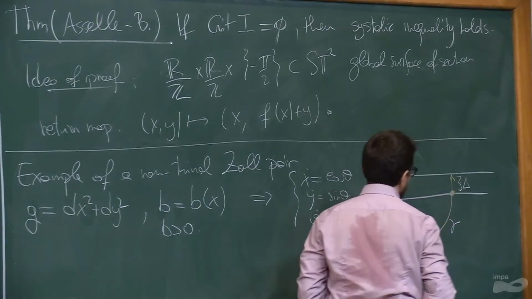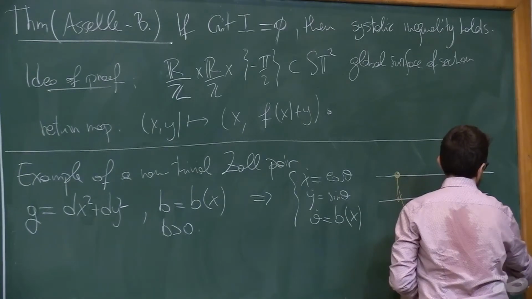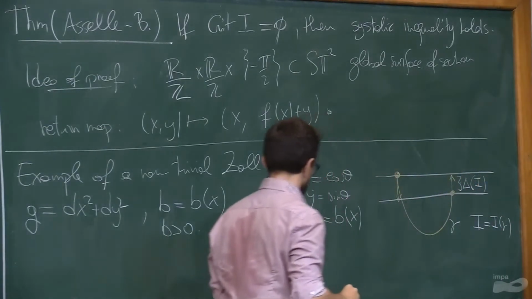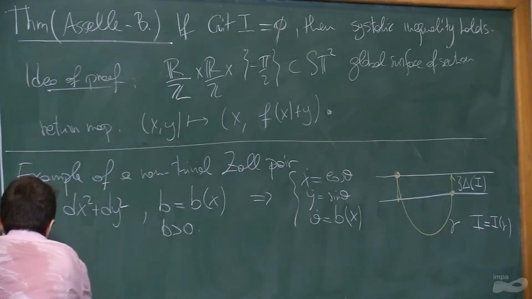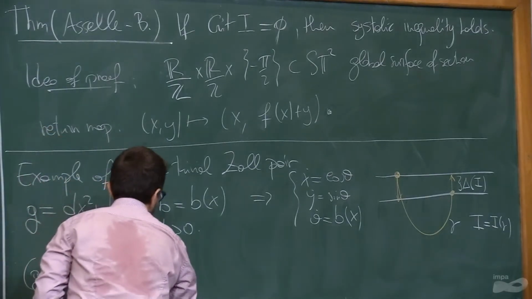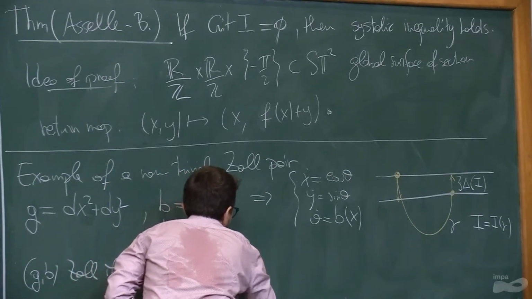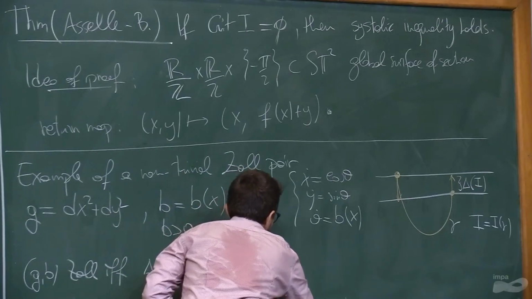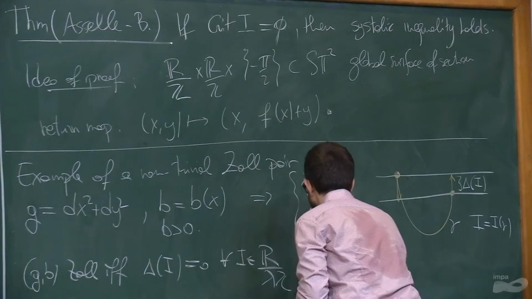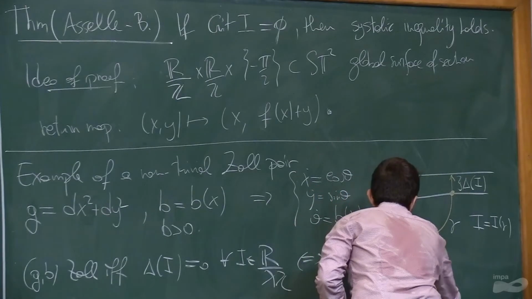So I have here a curve. This is a magnetic geodesic gamma, and let's say that my curve gamma has some first integral I, and then I can see this delta as a function of this integral I. So I can say that GB is Zoll if and only if delta(I) is equal to 0 for all I in R over lambda over Z. So basically what I want to show is that this function delta is the zero function.